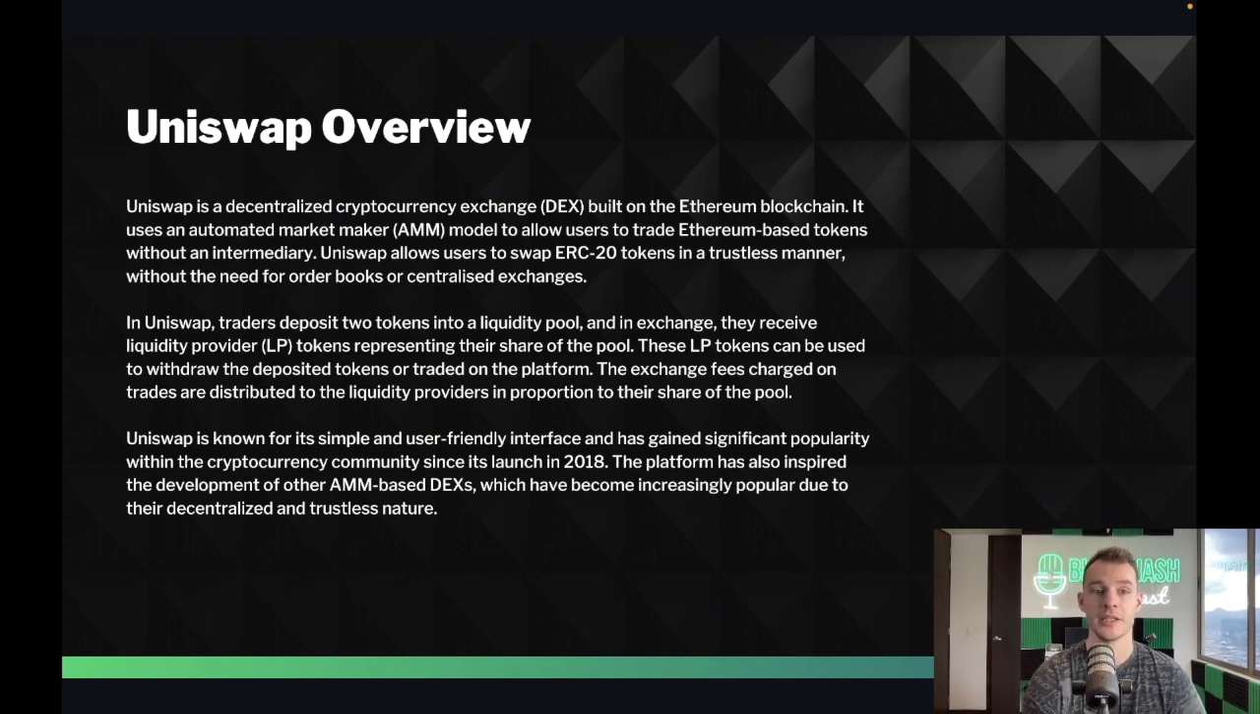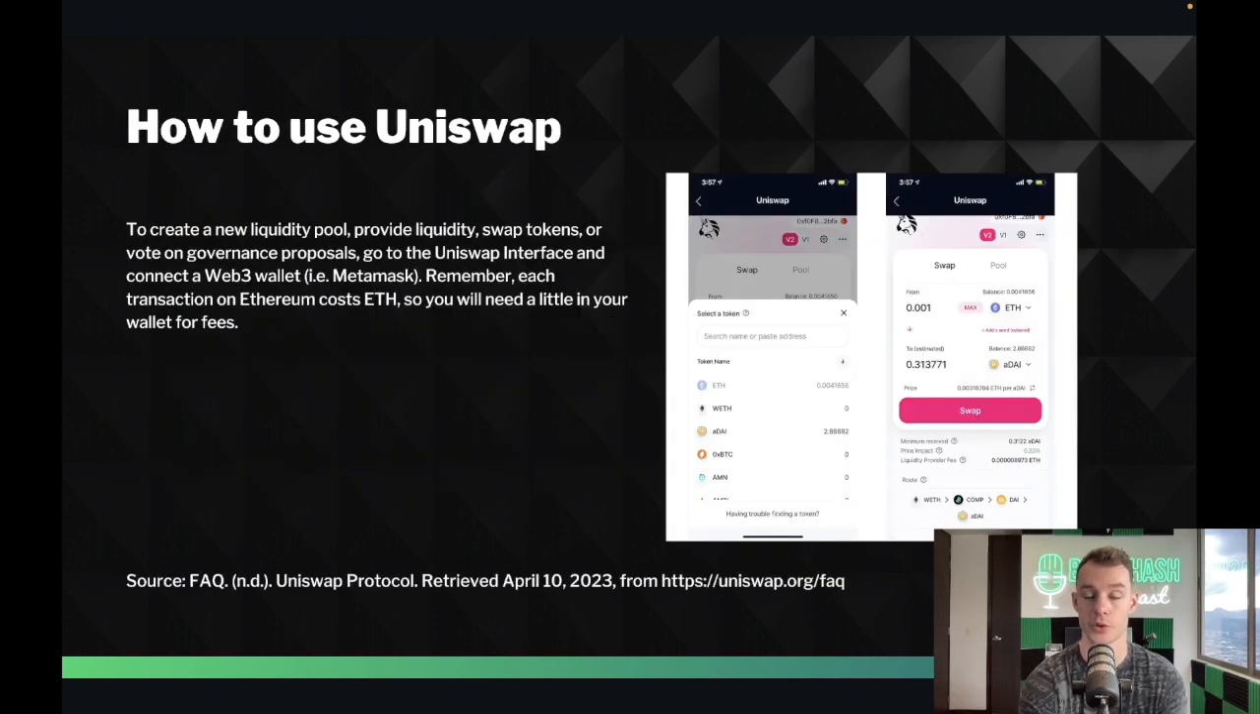So you can really participate in Uniswap and I believe the governance as well. LP tokens can be used to withdraw deposited tokens or traded on the platform. The exchange fees charged on trades are distributed to the liquidity providers in proportion to their share of the pool. And Uniswap is known for its simple and user-friendly interface and has gained significant popularity within the cryptocurrency community since its launch in 2018. The platform has also inspired development of other AMM-based DEXs. There are many of them now. Uniswap kind of pioneered it, which have become increasingly popular due to DeFi, decentralized finance, and the trustless nature that DEXs provide. So that's an overview of Uniswap. They're like the OG of DEXs for the most part.